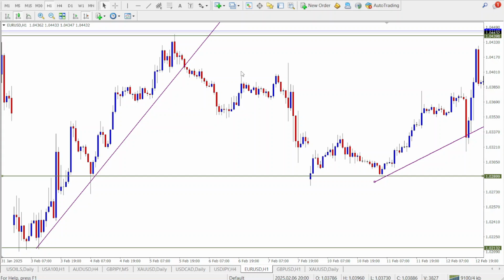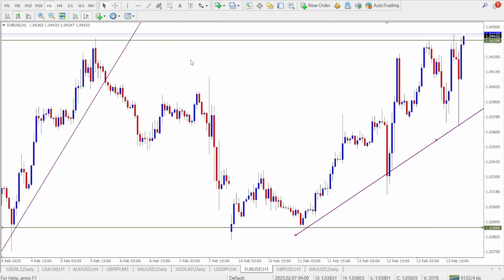Then you aim for a risk to reward ratio of at least 1:2 to maximize your trade efficiency. So if you are risking $1, your potential profit target should be at least $2. So that's a risk to reward ratio of 1 to 2.